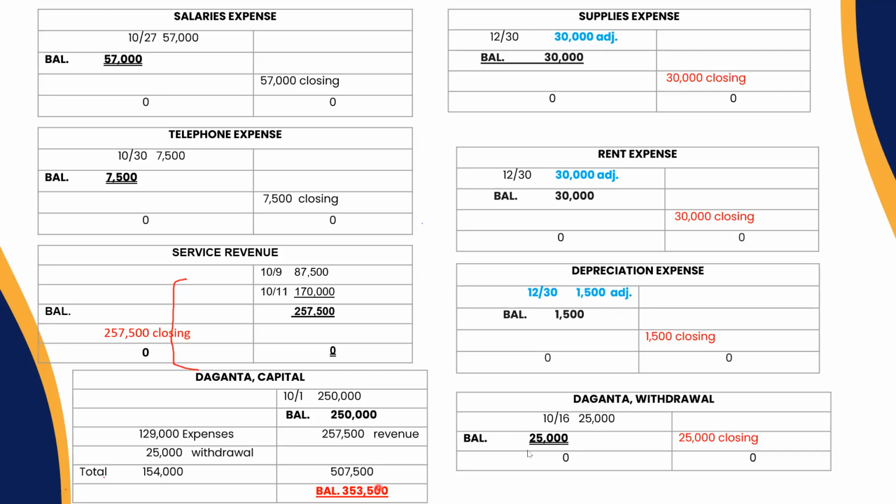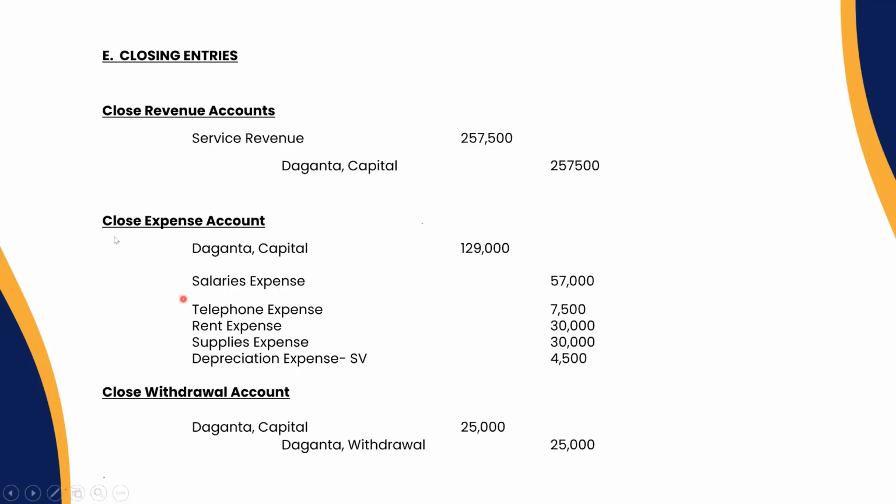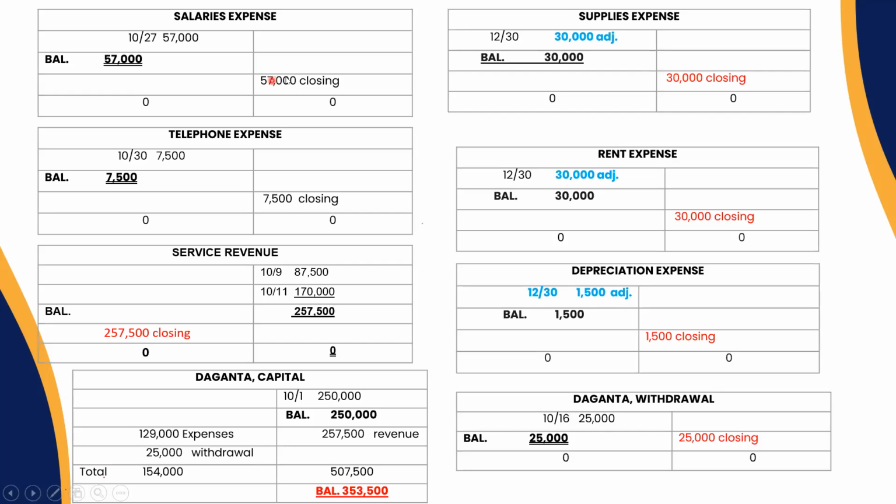Okay, look at this. The salaries expense has a closing entry. All the expenses have closing entries. Now, in the closing entries, look: 57,000 debit, and we put a closing entry on the credit side. So 57 minus 57 is 0. You close all of them, meaning you zero out all the expense accounts, the revenue accounts, and the withdrawal. Look at the service revenue, 257,000. We put the closing entry. So it's zero now. All of these are zero.